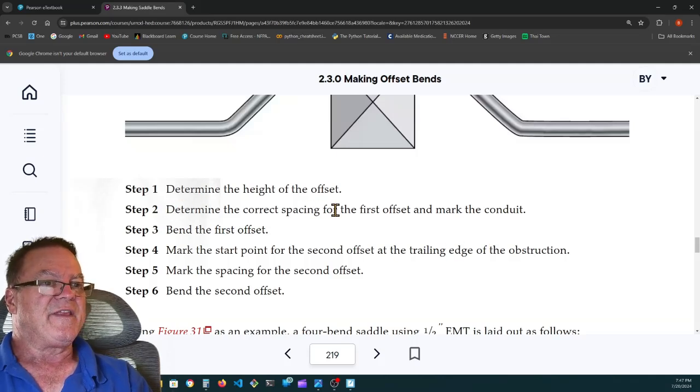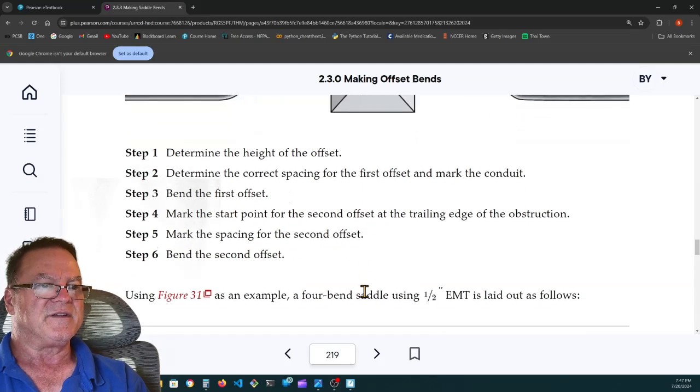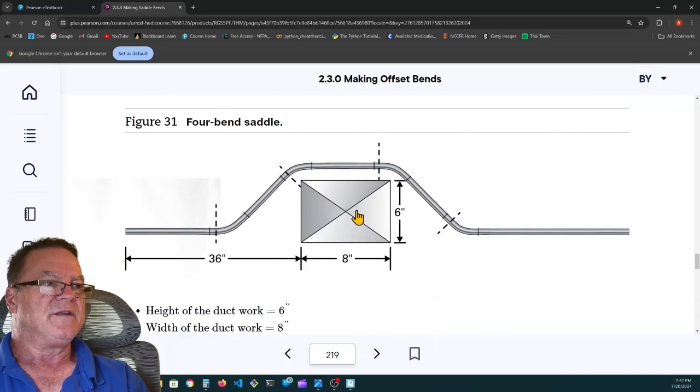Step 1, determine the height of the offset. Determine the correct spacing for the first offset and mark the conduit. Bend the first offset. Mark the start point for the second offset at the trailing edge of the obstruction. Mark the spacing for the second offset and bend the second offset. So here they've marked their first offset.